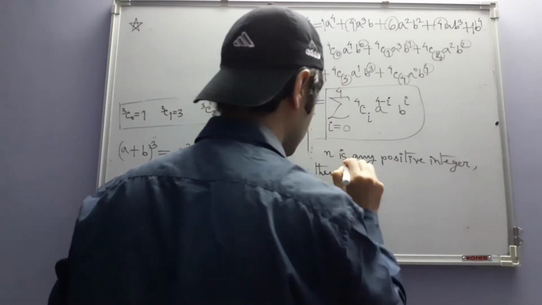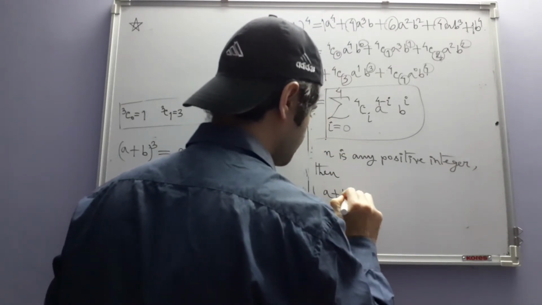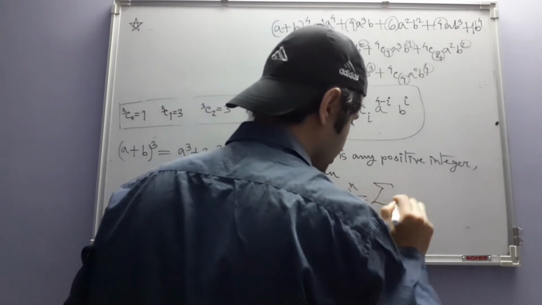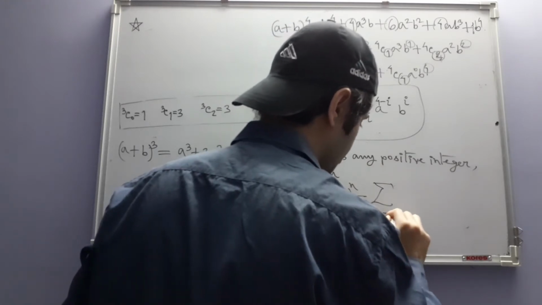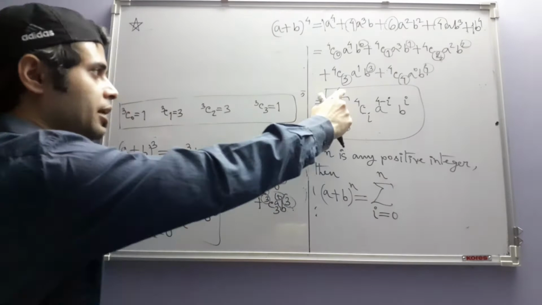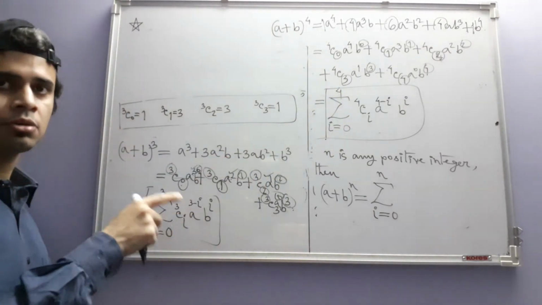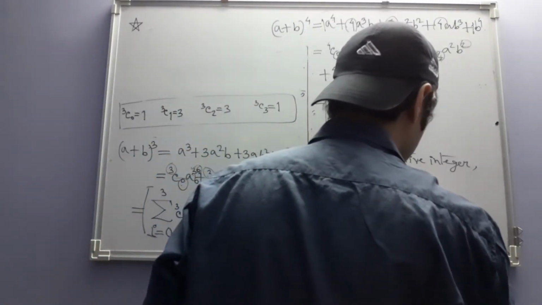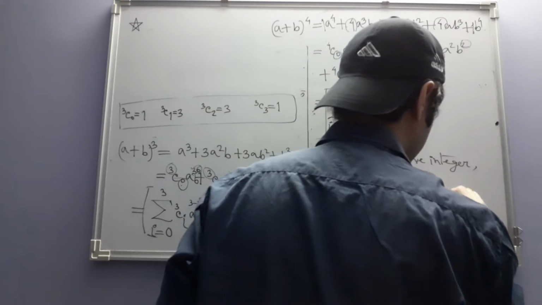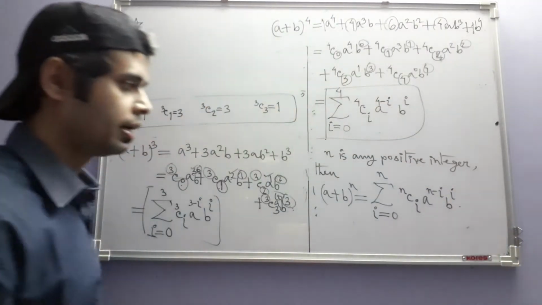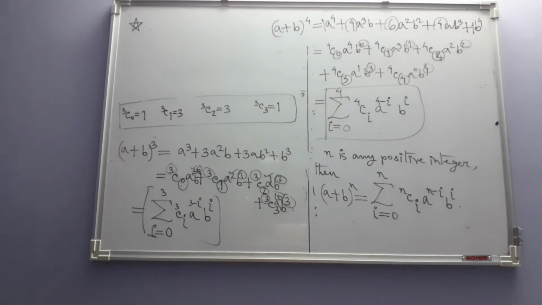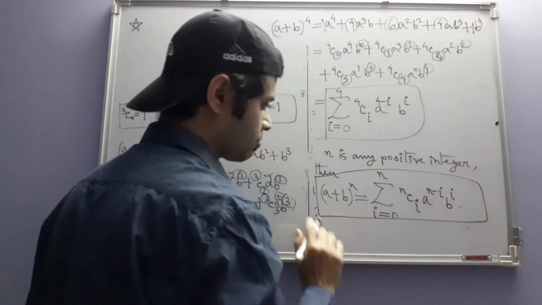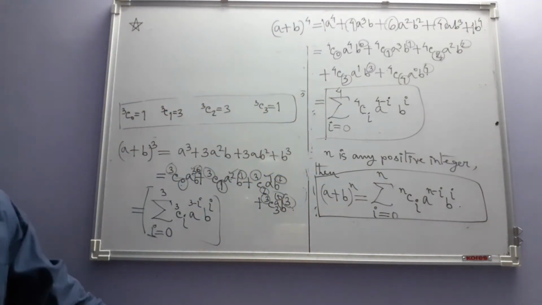then a plus b whole to the power n equals summation i, which varies from 0 to n. You see, we had 4 here, 3 here, so it will go from 0 to n. nCi, a to the power n minus i, b to the power i. Okay, so this expansion is called the binomial formula.